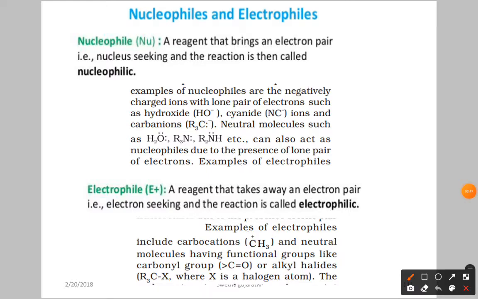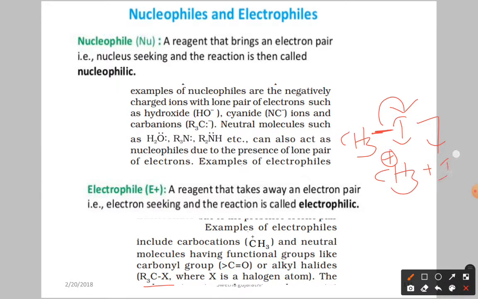For example, if you take methyl iodide, I'm taking R3X only for methyl iodide. If you see the bond between these two, iodine has greater electronegativity than the methyl group. So it is taking the electron towards itself. So you are going to get the positive charge on the carbon and the negative charge on the iodine. So now this is an electrophile.